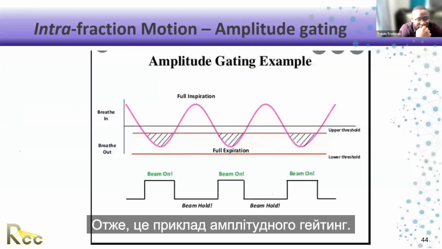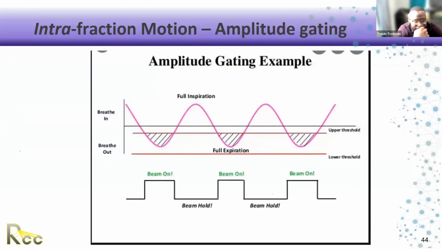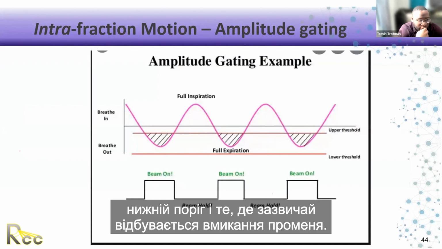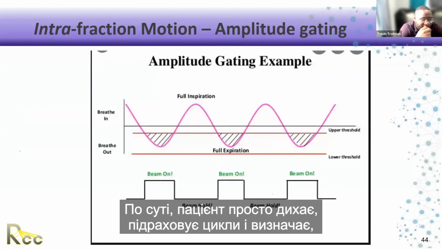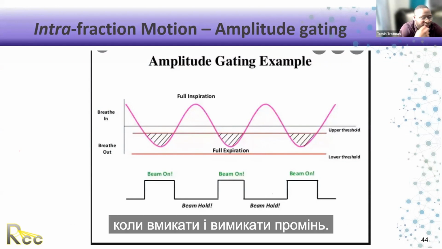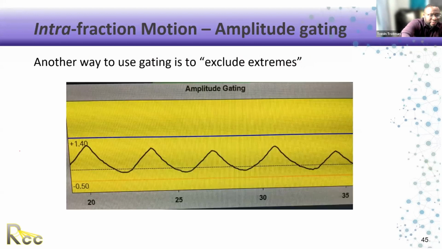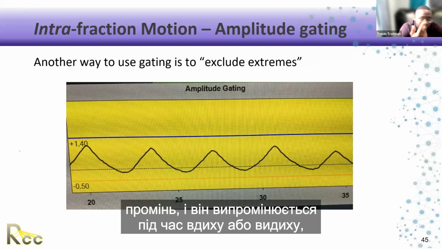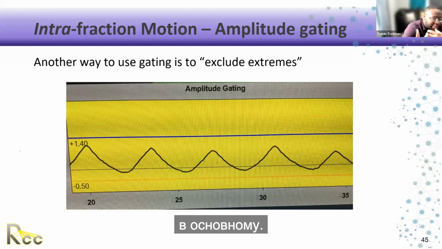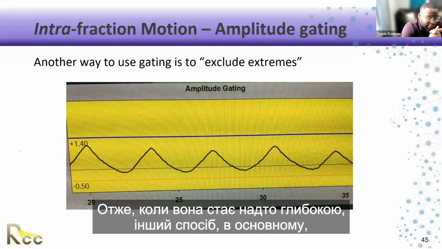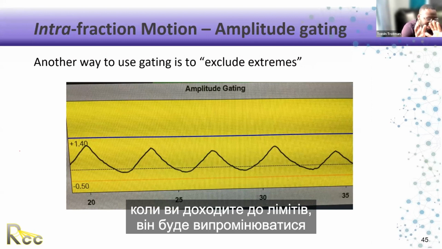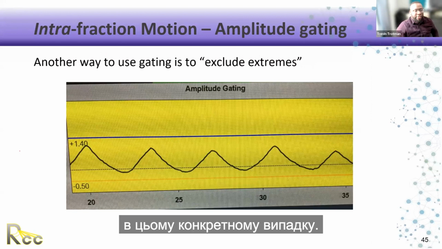This is an example of amplitude gating. You see the full inspiration, the upper threshold, the lower threshold, and where the beam on typically is. The patient is just breathing, and the system is calculating cycles and determining when to beam on and beam off. The beam is off during deep inhale, and it beams on during the shallower part of inhale or exhale. So whenever it gets too deep, when you get to the extremes, it would beam off in these cases.